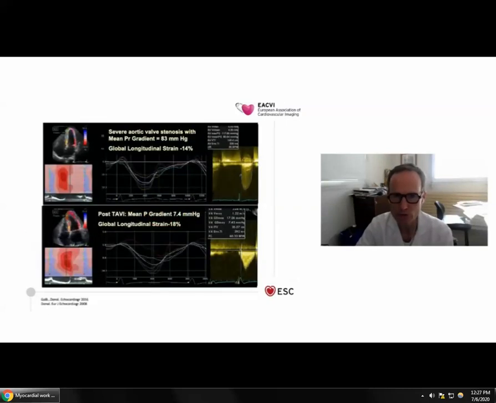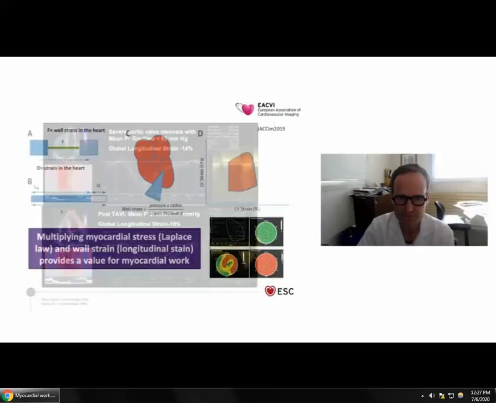but still we use a parameter that is too load dependent in many clinical situations. I can illustrate that using this example of a patient with severe aortic valve stenosis with a mean pressure gradient of 83 millimeters of mercury, and you see that the GLS is minus 14. As soon as you put in a TAVI, a few minutes later, you have a mean pressure gradient of 7.4 millimeters of mercury. And just because you decrease the afterload, you have a significant increase in GLS to minus 18. So it shows you how important the loading conditions are in the measurement of GLS.